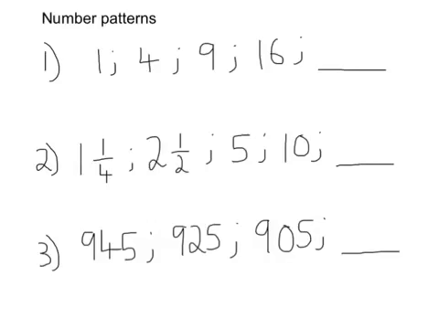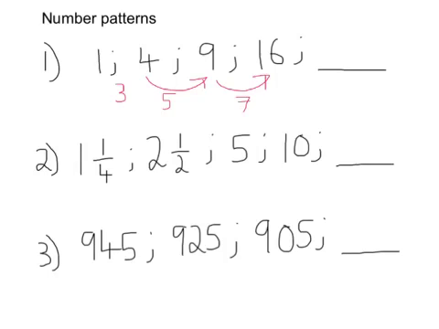Okay, we're going to look at a couple of number patterns. There's not a specific technique you can use. What I generally recommend doing first is just trying to look at the difference between the numbers in the pattern first. So, for example, with the first one, between 1 and 4, that's a difference of 3. Between 4 and 9, that's a difference of 5. Between 9 and 16, that's a difference of 7.